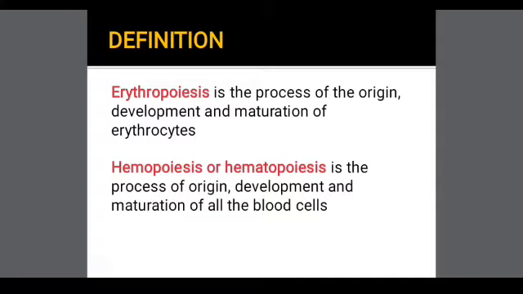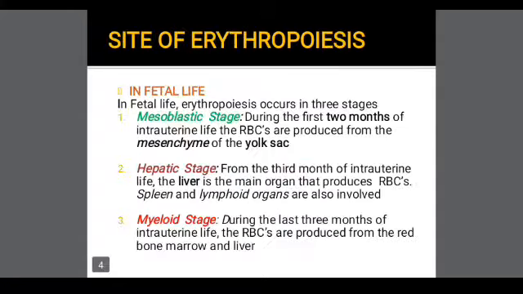The process of the origin, development, and maturation of erythrocytes. While hematopoiesis or hemopoiesis is the process of origin, development, and maturation of all the blood cells. Erythropoiesis is just for erythrocytes, while hemopoiesis is for all the blood cells. Now let's look at sites of erythropoiesis.